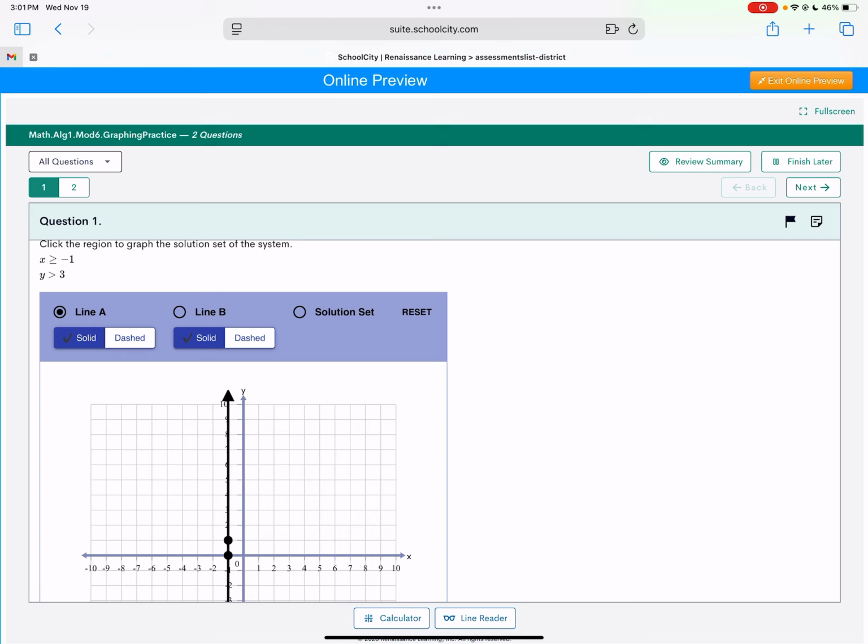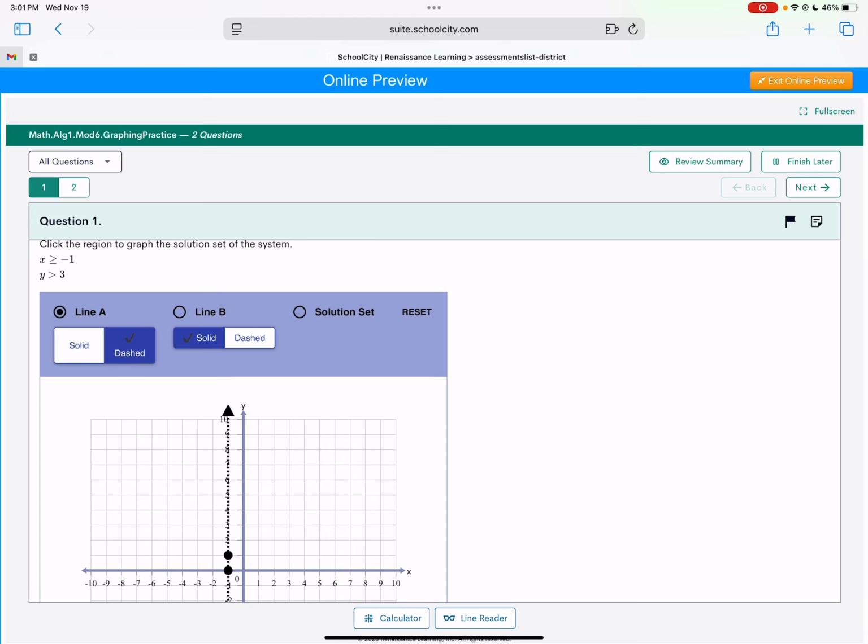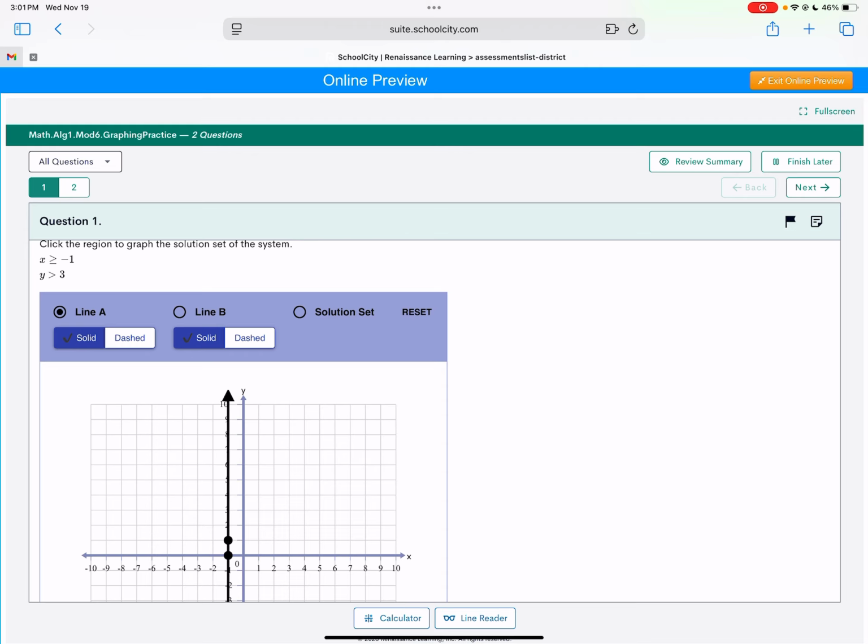Now, this one is a solid line, but if I felt like it was a dashed line, right underneath where it says line A, I can click dashed and it would switch it to dashed. If I go back and click solid, it'll switch it to solid.